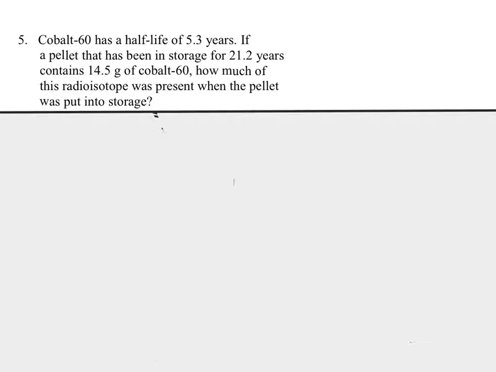All right, Chem fam, let's do one more. Let's jump to number 5. It says cobalt-60 has a half-life of 5.3 years. So we know every 5.3 years, half of the mass, 50% of the mass, is going to go away due to nuclear decay. The thing was put into storage for 21.2 years. We know that after 21.2 years, it contains 14.5 grams.